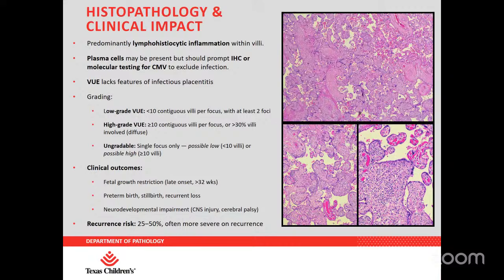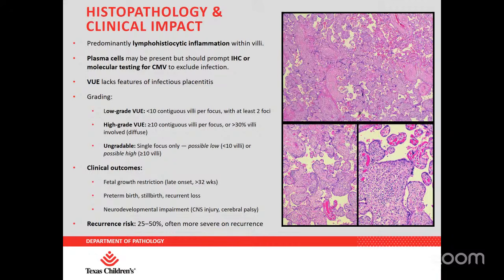So what does it actually look like under the microscope? Histologically, these lesions can be quite striking, especially when high grade. Instead of infection, what we see is this dense lymphohistiocytic infiltrate within the villi, giving the parenchyma a characteristic bluish hue at low power, which can be a good early clue.